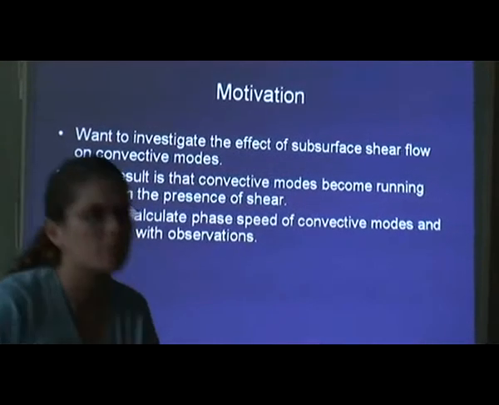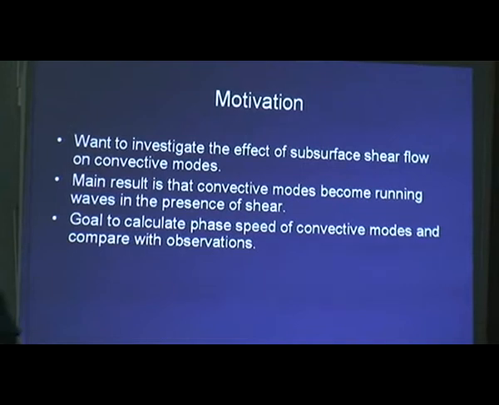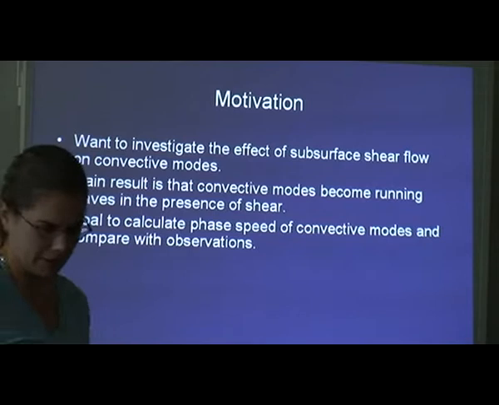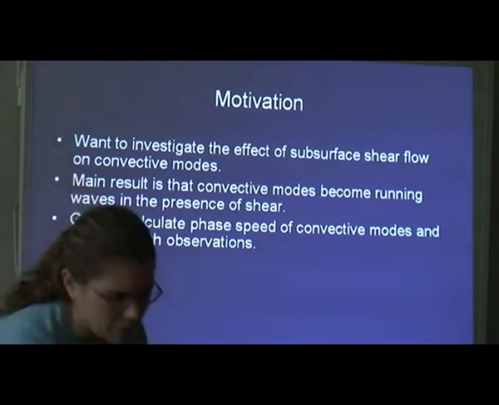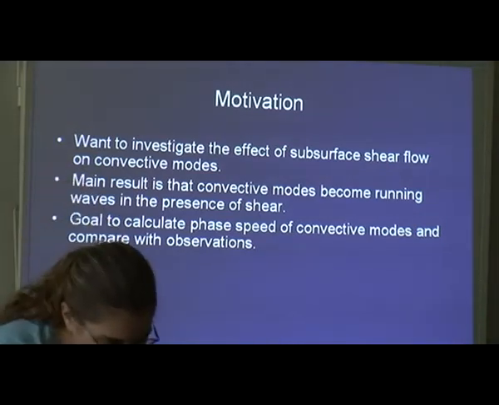And so we're working on the assumption that there's a steep subsurface shear gradient underneath the surface of the sun, and our explanation is that this is what's causing unstable convective modes to turn into running waves, and that's what we're observing when we see the supergranulation pattern. Our goal was to model this and compare the resulting phase speeds with the observations to see if it could reproduce them.